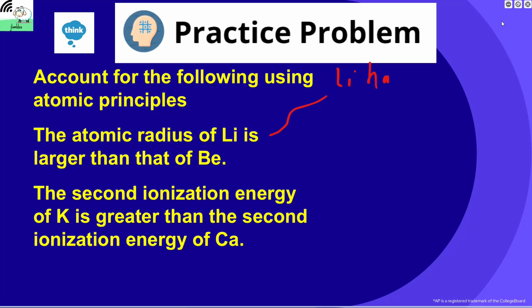Lithium has a larger atomic radius than Be. So we look at lithium and beryllium, we find that they are in the same energy level. They're in the same period on the periodic table. So we're going to use the magnitude of charge of the nucleus as justification.